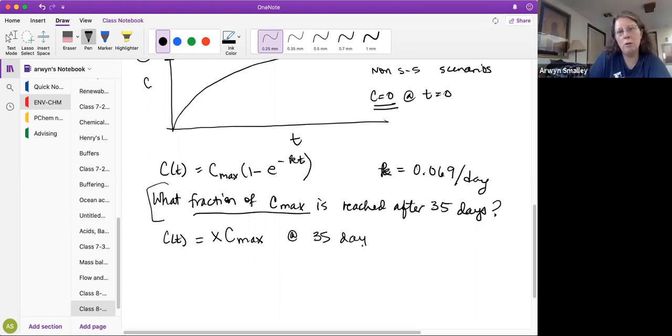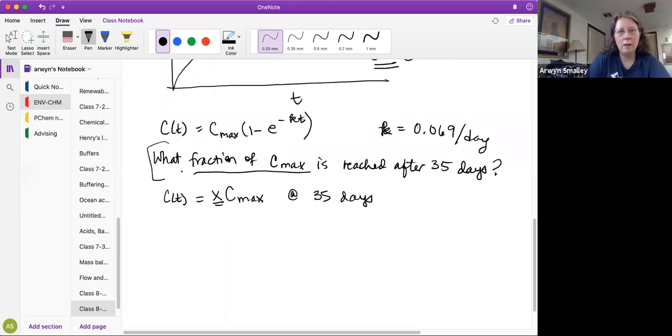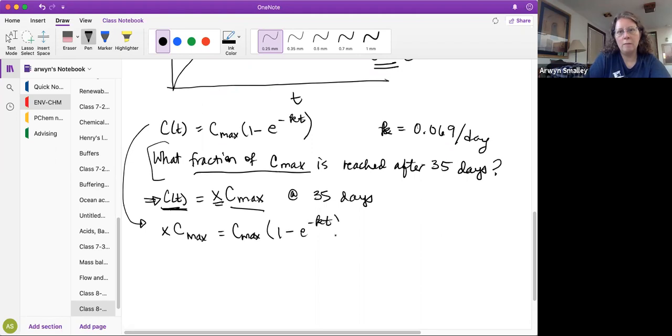And we don't know what X is yet, but the good thing is that if we can relate our concentration at time t to the Cmax, we can now cancel them out, right? Check it out. So if our concentration at time t is a constant times Cmax, then that's equal to Cmax times 1 minus e to the minus kt. And I can divide out the Cmaxes and they'll just cancel. Now I have that my unknown is equal to 1 minus e to the minus kt. And I have k and I have t. So let's plug it in.